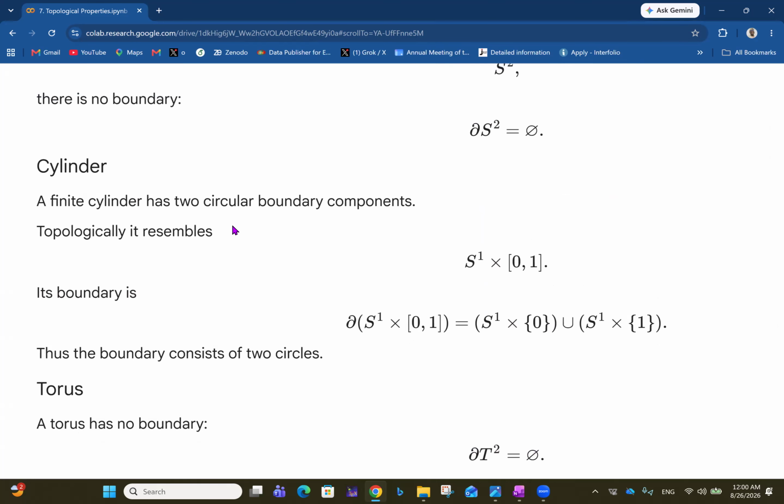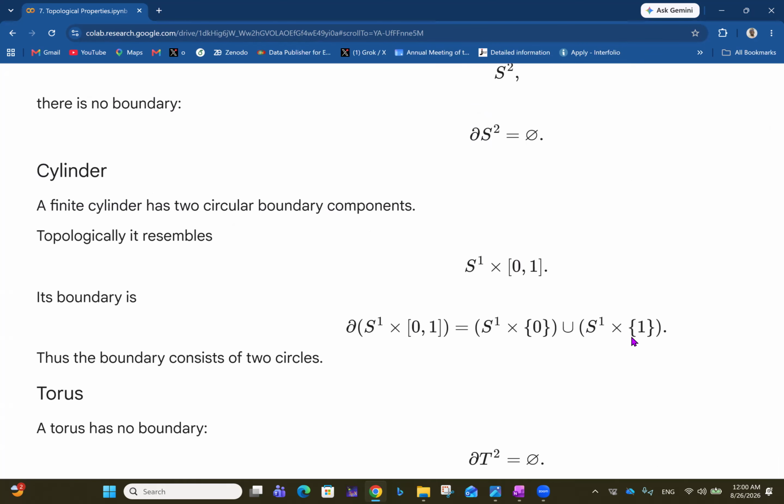Then we come to a cylinder. A finite cylinder has two circular boundary components. A cylinder looks like a rectangle that is folded into a circular shape. So you have a circle and something on the real number line, like a height. Its boundary is the boundary of S1 times [0, 1], that is, S1 mapped to 0 union S1 mapped to 1. Thus the boundary consists of two circles: the circle at the top and the circle at the bottom of the cylinder.